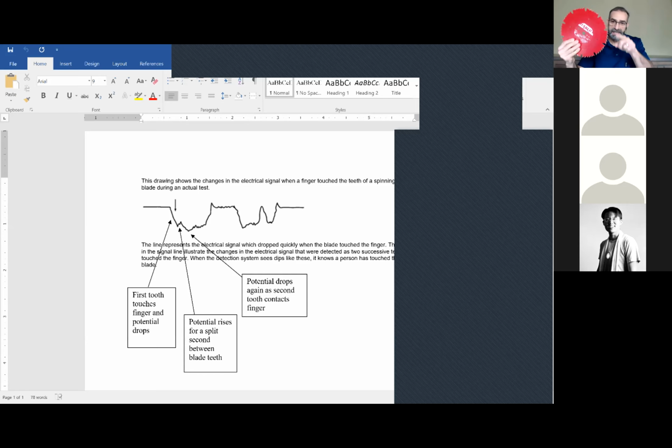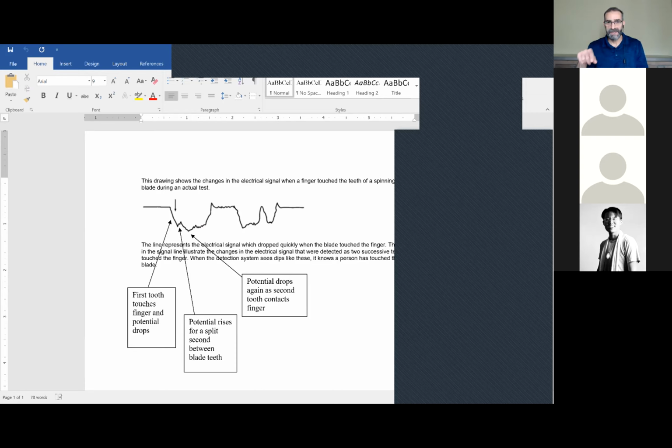What happens is when the first tooth makes contact with the finger, the electric potential starts to drop. And for a fraction of a second, about 100th of a second or so, you're in between. The first tooth is now no longer touching your finger, and the second tooth hasn't quite touched it yet. The potential starts to go back up in that in between. Then the second tooth makes contact with your finger, and the potential drops again.